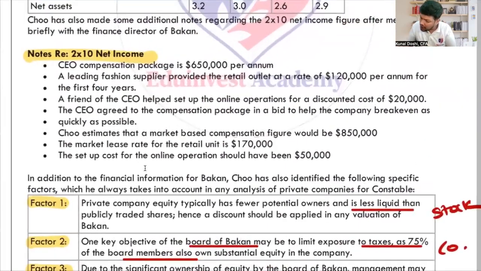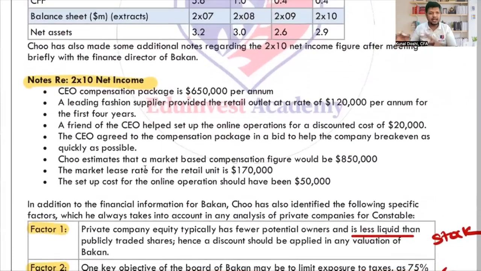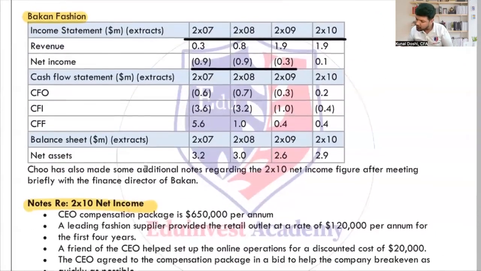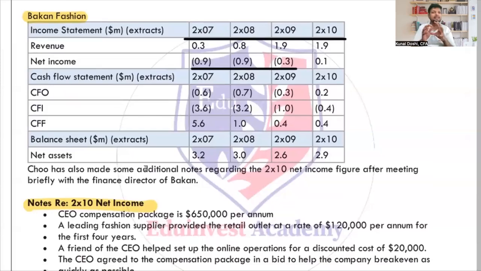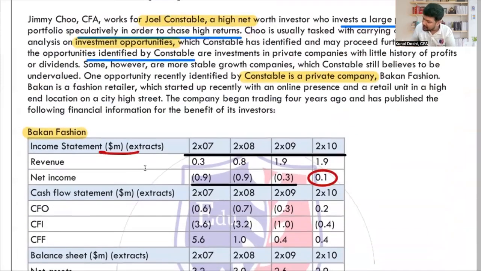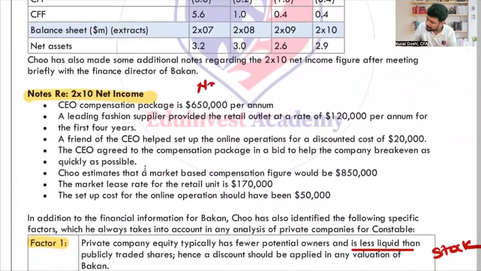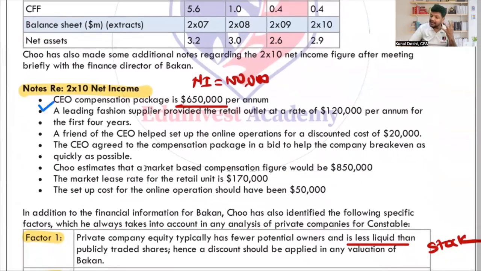Okay. So here, net income. What was my net income, guys? My 2010 net income is 0.1 million. Everything is in millions, so 0.1 is 100,000. The CEO's compensation package is 650,000. This is where it can be either exaggerated or lowered, right?